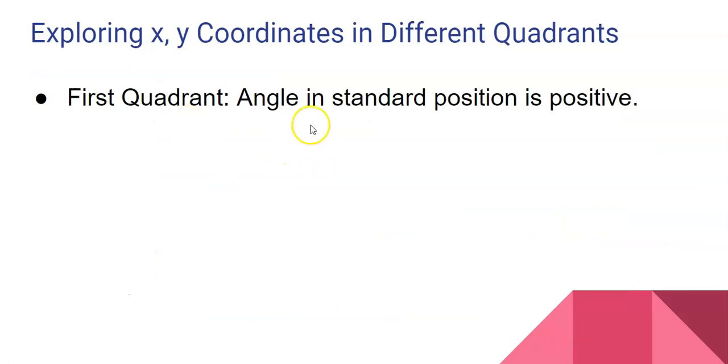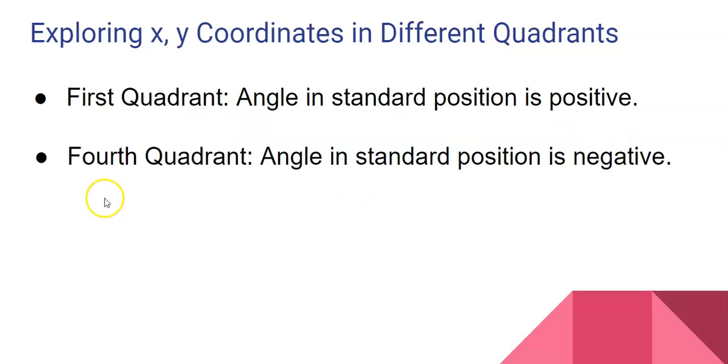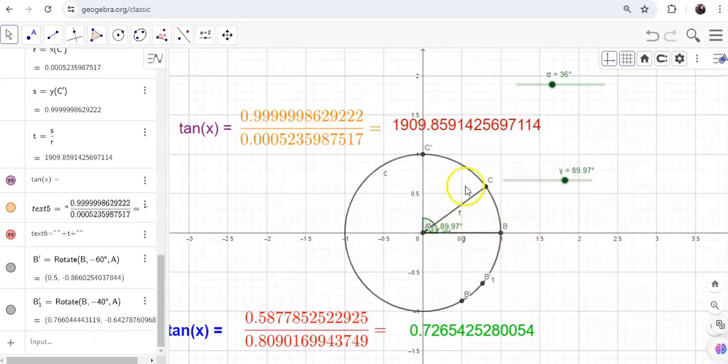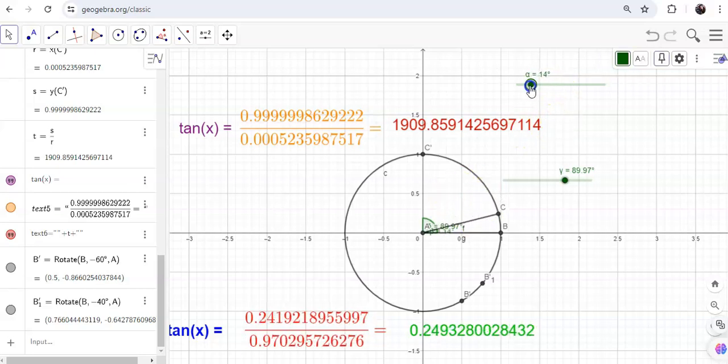Recall that the angle in standard position in the first quadrant is positive. And in the fourth quadrant, the angle in standard position is negative. Let me demonstrate. The angle BAC in standard position, and for it to be in the first quadrant, it should be positive, right? So look at here. The alpha is a positive value.